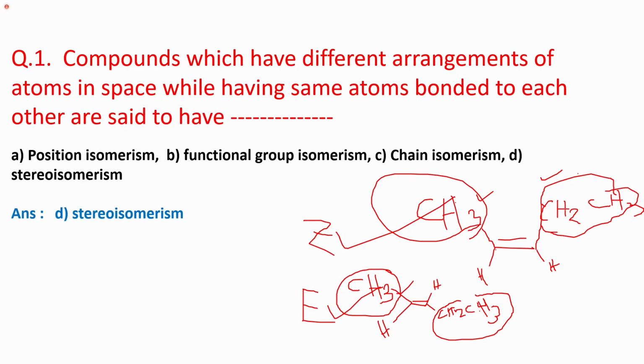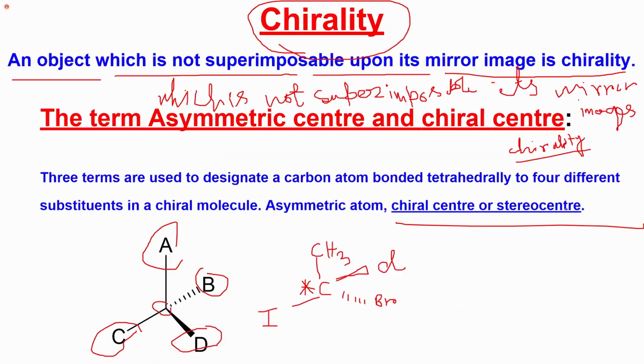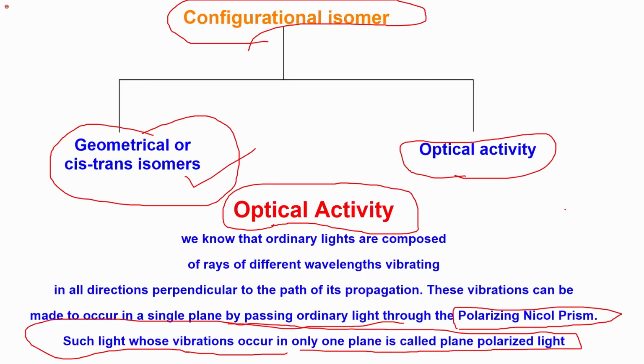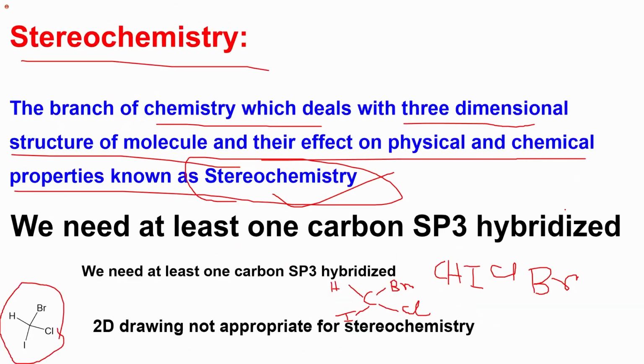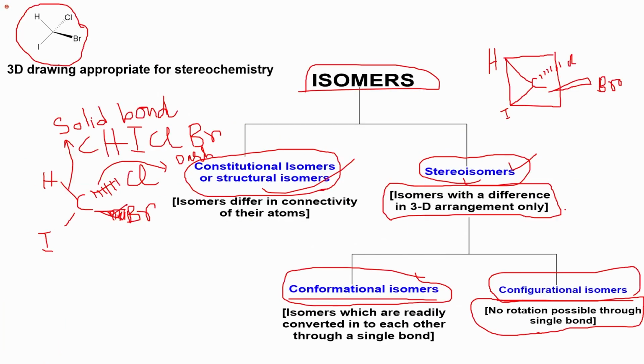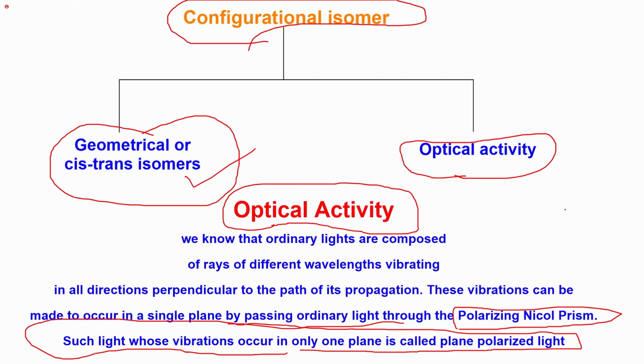So whatever we have discussed today: chirality, optical rotation, and configurational isomer. We started from stereochemistry, but a 2D drawing is not appropriate for stereochemistry. We have to always go to the 3D drawing. Then we discussed the isomers: constitutional isomer, stereoisomer, conformational isomer, and configurational isomer. Within the configurational isomers, two types are possible, geometrical or cis-trans isomer, and optical isomer.